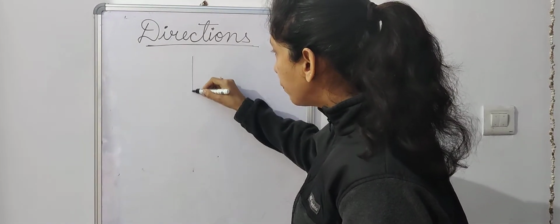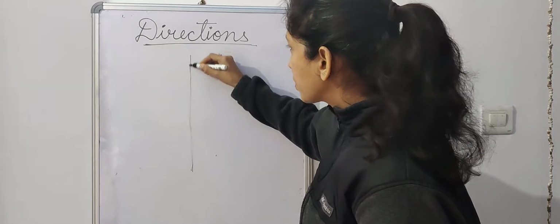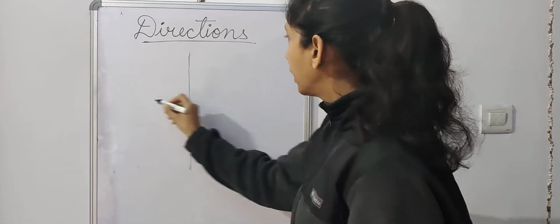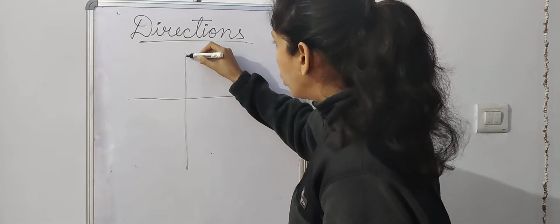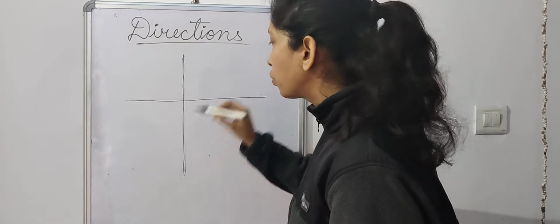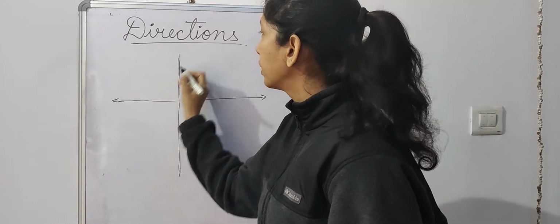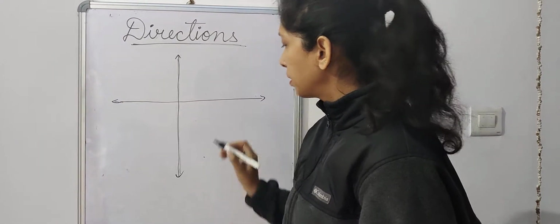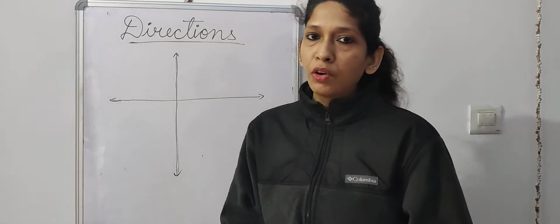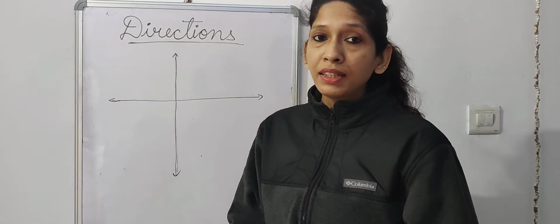To understand it, first I am going to draw one standing line and one sleeping line. All of you can also draw it in your copy to understand it. I have made arrows. Okay, let's see how we are going to understand direction.